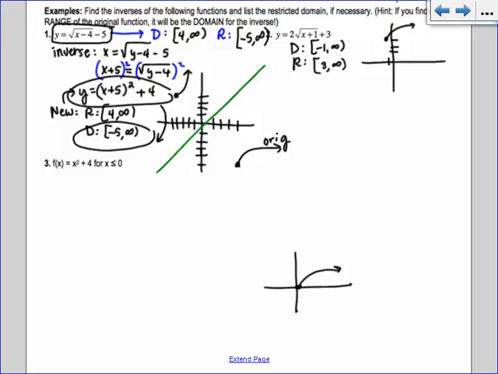So now we want to find the inverse. When we find the inverse, I have to list its new domain. Because it's going to be a parabola, but I'm only going to have part of the parabola. I'm not going to have the entire parabola. So I'm going to do x equals 2 square root of y plus 1 plus 3. I'm going to subtract the 3 over, and I'm going to divide by 2. And then I'm going to square both sides.